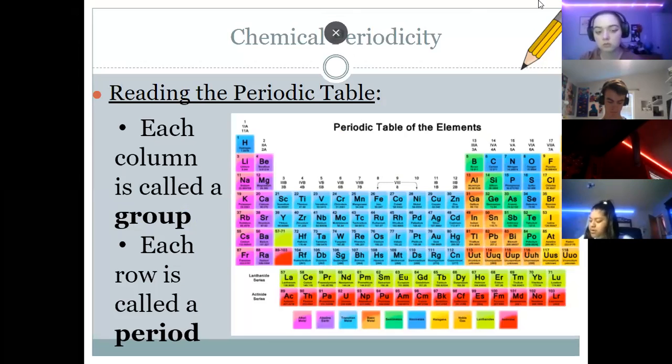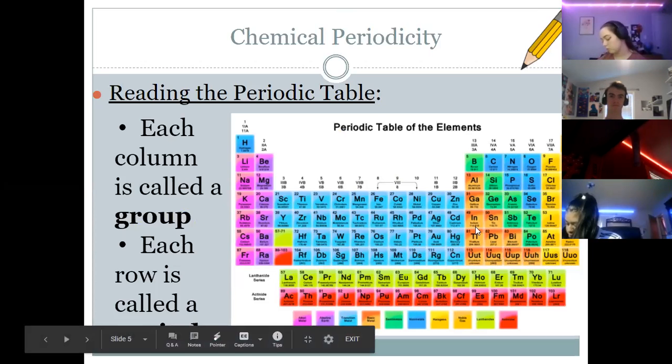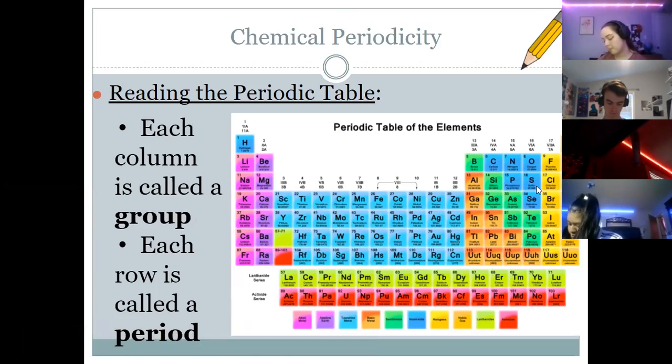So when you're looking at the periodic table, we have groups, periods, and families. The columns of the periodic table are referred to as groups. So each column is called a group. I didn't write it on here, but you will also hear groups referred to as families. So all the columns in the periodic table are called either groups or families. And then the rows on the periodic table are known as periods.